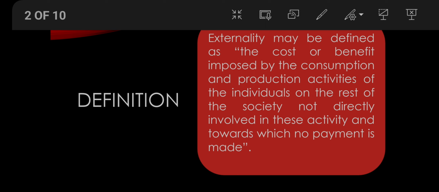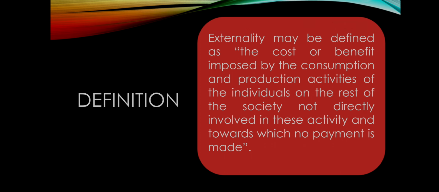Externality may be defined as the cost or benefit imposed by the consumption and production activities of the individuals on the rest of the society, not directly involved in those activities and towards which no payment is made. So, externality refers to the direct advantages or disadvantages created by various consumption and production activities of the individuals on the rest of the society. So the rest of the society may not be paid for that.